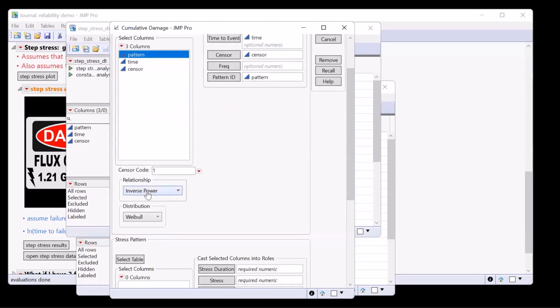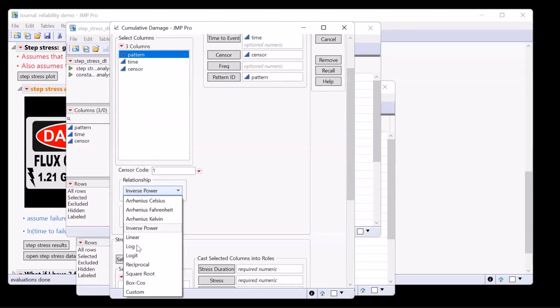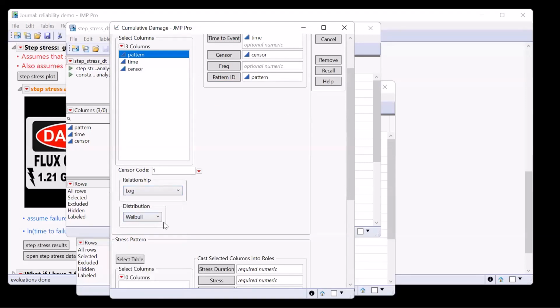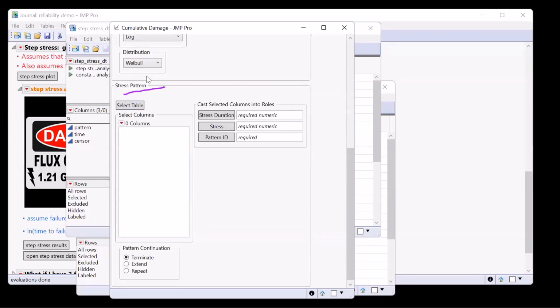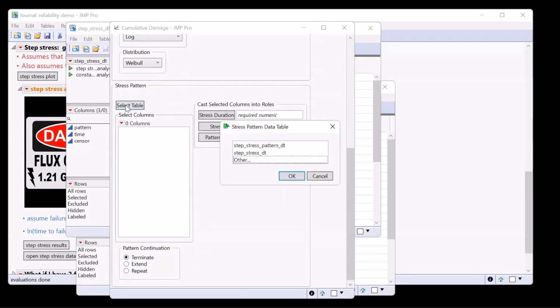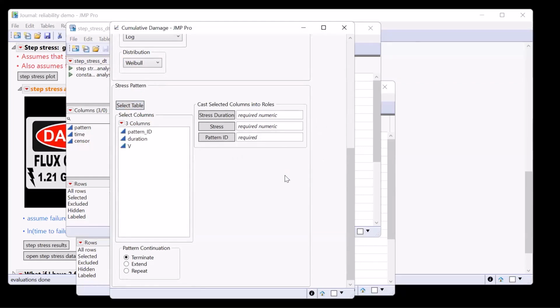And over here, let's see, inverse power. I don't want to use inverse power. I want to use the log model. So I'm going to click log, and we can assume the level distribution for this. Next, I have to select the stress pattern. So I select that table, the one that has pattern in the name, and I say OK. The stress duration is under duration. The stress itself is the voltage, or it could be whatever, temperature, relative humidity.